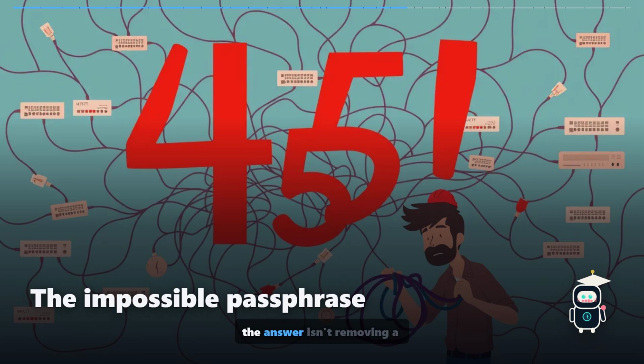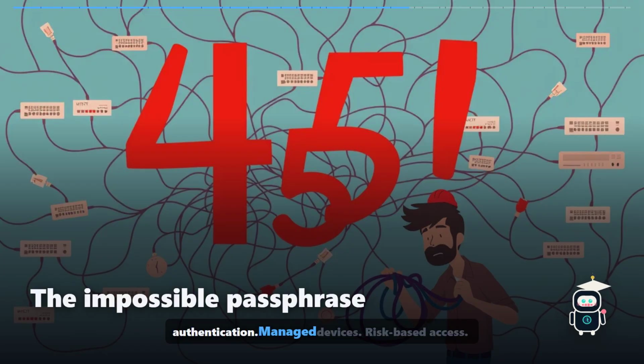And sometimes the answer isn't removing a control. It may be using better technology. Single sign-on. Phishing-resistant authentication. Managed devices. Risk-based access. Or another design that preserves strong security without forcing unnecessary friction into every interaction. Security controls have operational consequences. Good security design considers those consequences before users invent their own workaround.